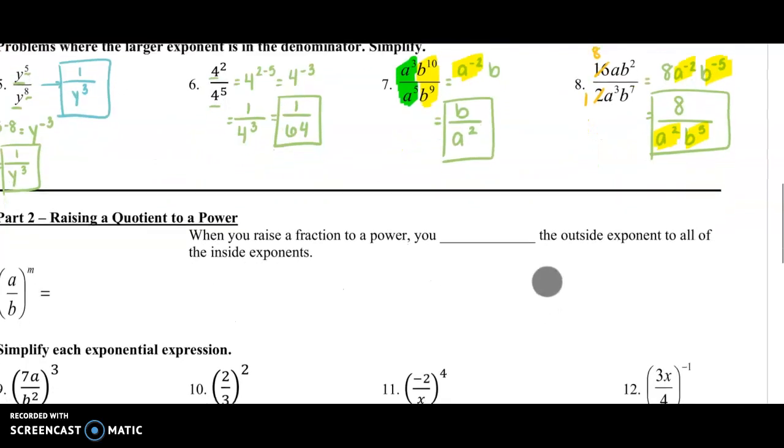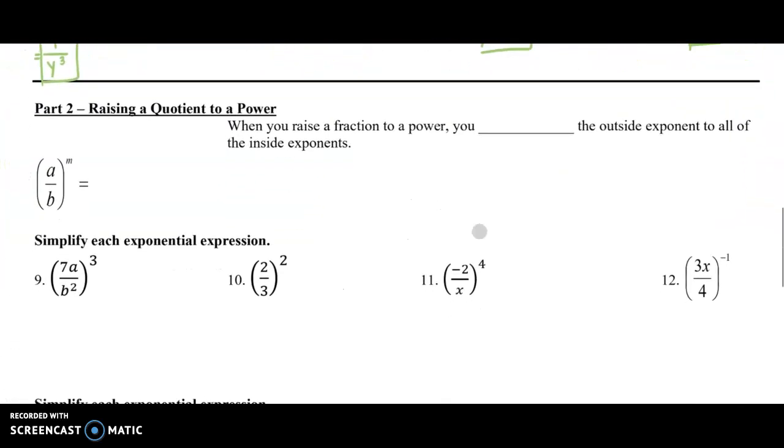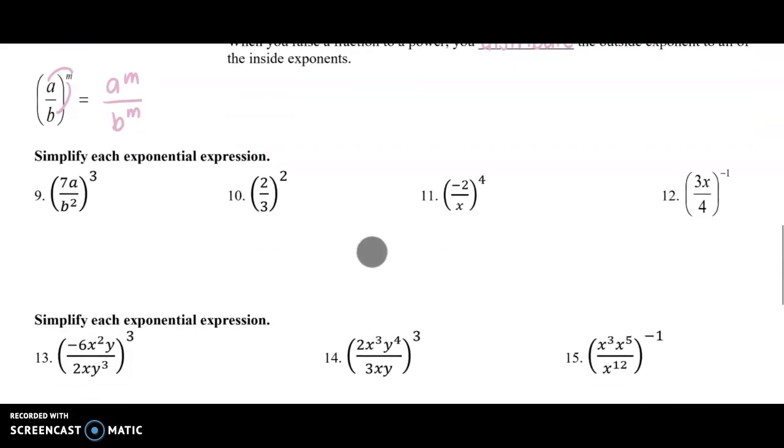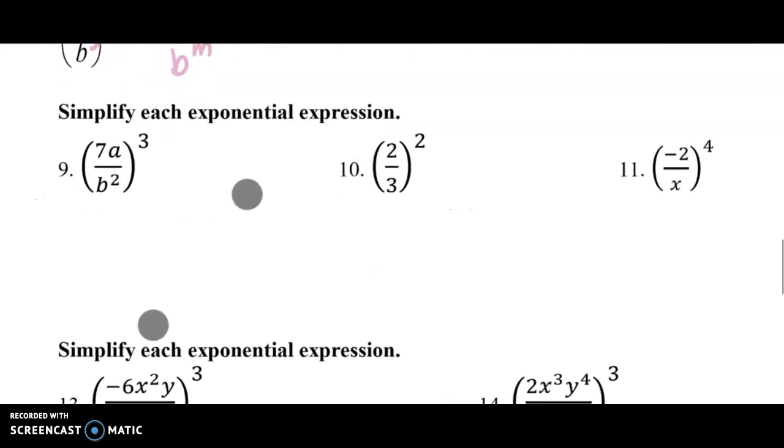Okay. So now this is something we've actually already done, but we're going to kind of keep working with it. So it's raising a quotient to a power. So when you raise a fraction to a power, you distribute the outside exponent to all of the inside exponents. But we've actually done this. So this is just kind of a review now. So a to the m over b to the m. This isn't new for us. We've already done stuff like this. So we're going to simplify each expression.